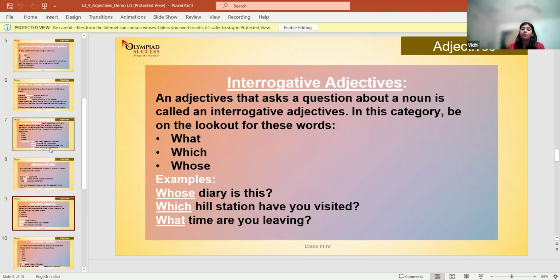And what time are you leaving? Again, it is a question. So what is also an interrogative adjective. Clear? Easy? Okay.